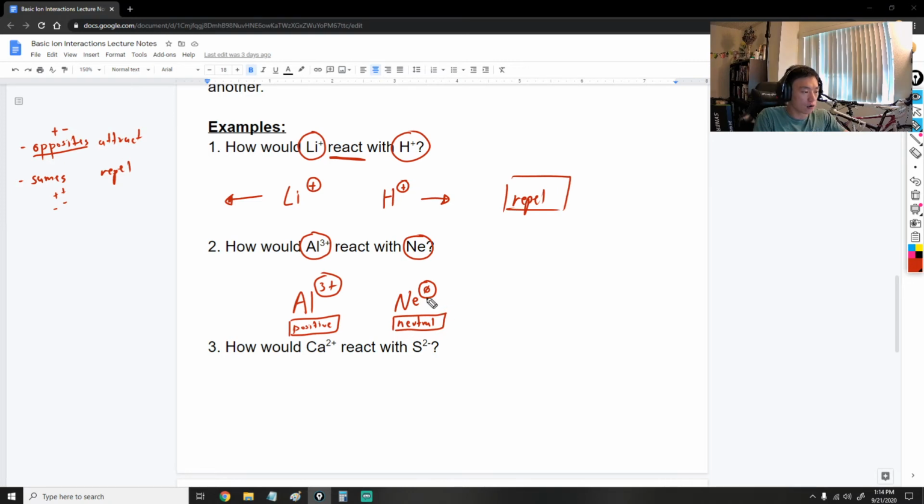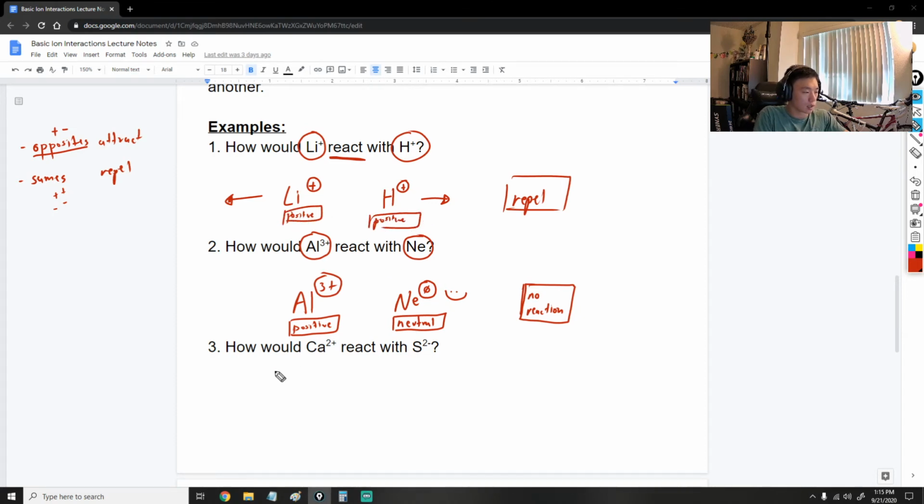Since neon is already neutral, neon is already happy. It doesn't really care. It doesn't need to balance anything out. So what's going to happen is there's going to be no reaction. Neon isn't going to want to do anything with aluminum because neon is already neutral. It's already happy. It doesn't need to interact with aluminum. Aluminum would only mess things up. It's positive, but neon is neutral. So here, we would have no reaction. So that's what happens when we have a positive and a neutral. And in this first example, we had a positive and a positive, and we said that they repel.